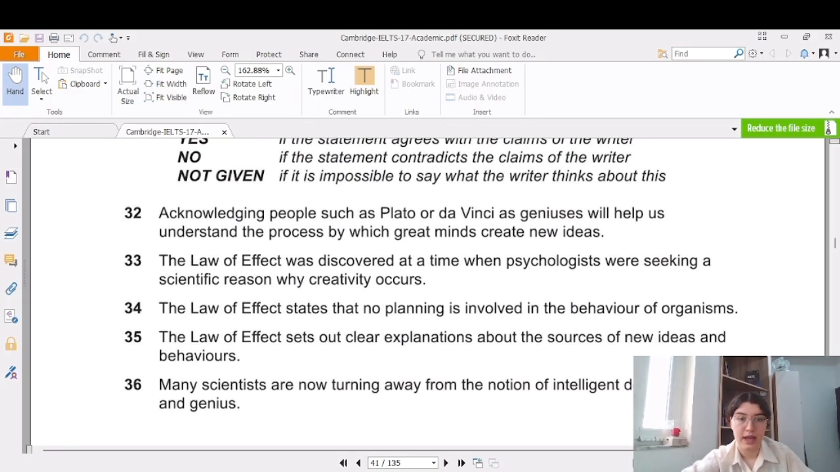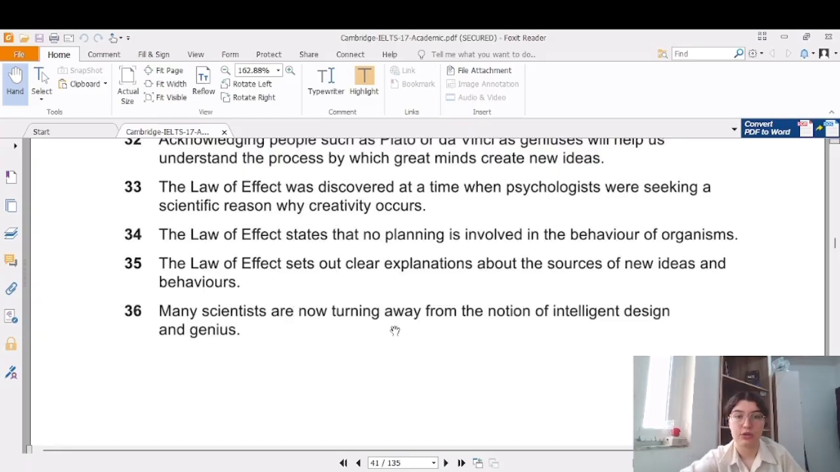35 says that the law of effect sets out a clear explanation about sources of new ideas and behaviors. It says there is no objective, so the answer to 35 would be false. And 36, many scientists are now turning away from the notion of intelligent design and genius. Let's see.